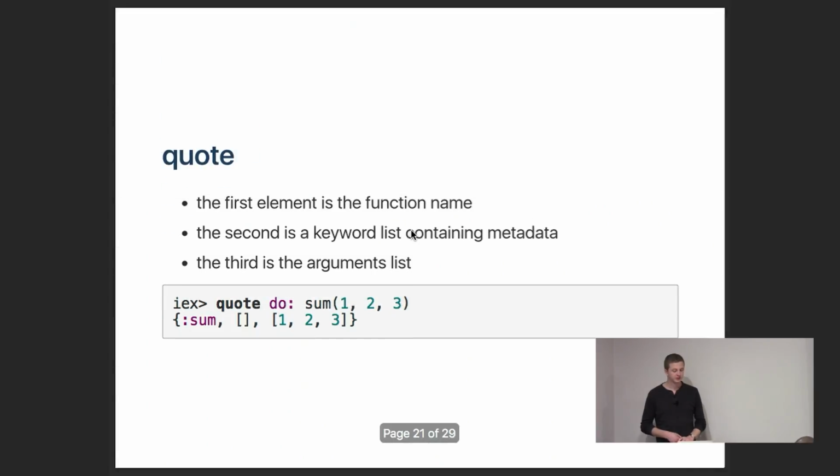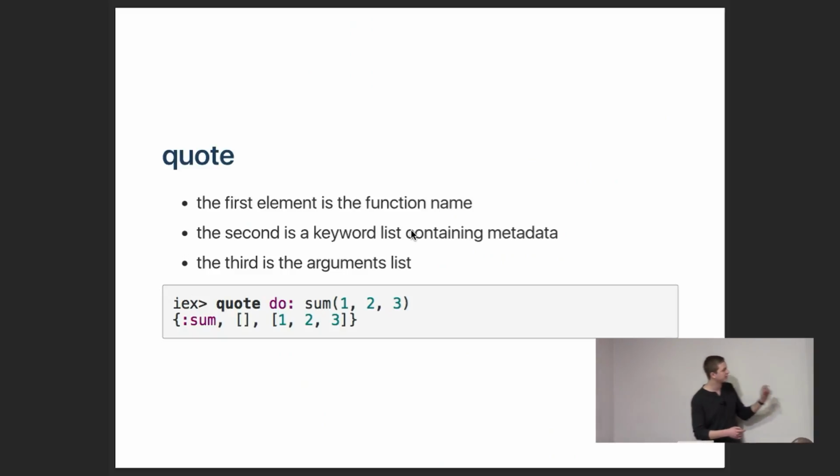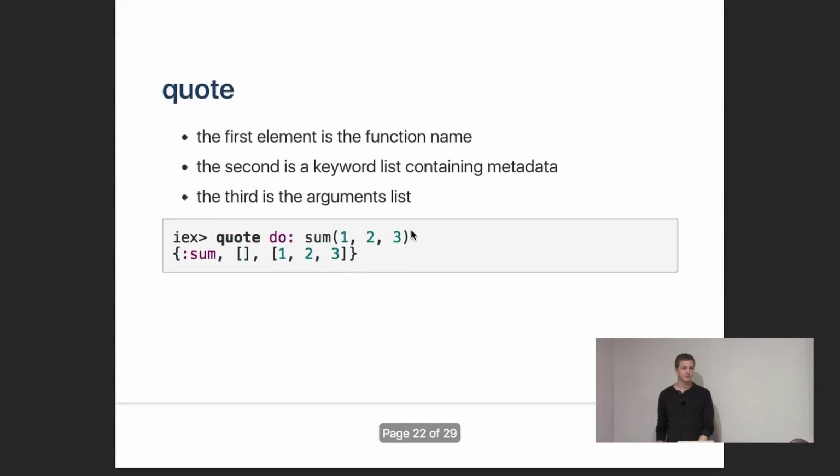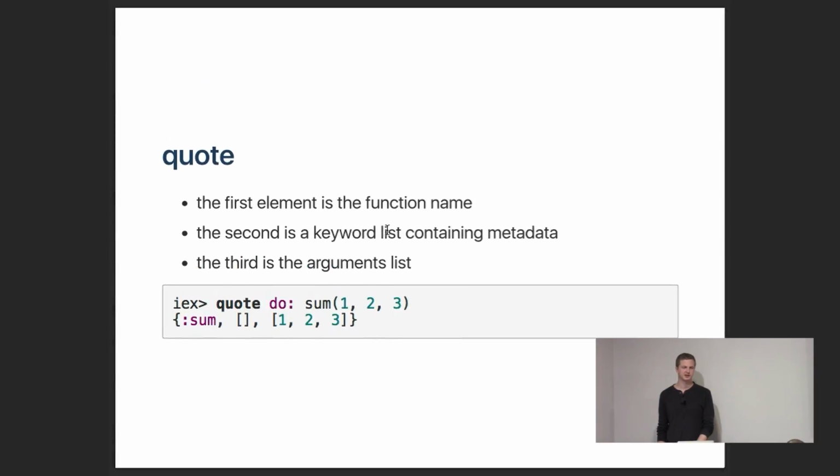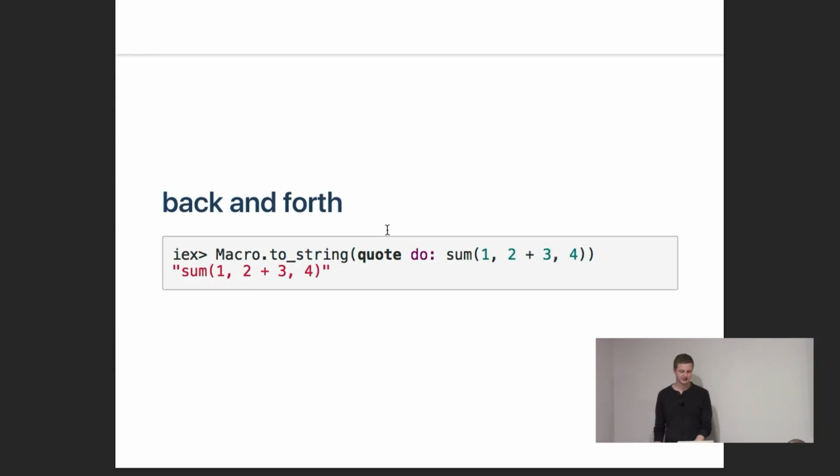Yeah, so macros. There's this thing called quote that will take some Elixir code and deserialize it into this, where it's the function name, the keyword list containing metadata, which I don't even know, and then the list of arguments to the function. And being a pretty simple data structure, you can imagine that you could probably parse this without too much difficulty. Sorry, what was the second? The second is a keyword list containing metadata. I don't have an example of it, and I don't remember an example of it, so sorry.